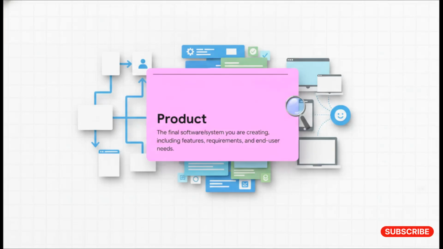Let's zoom in directly on that product slice for a second. The product isn't just the clever name of your app. It's the final software system you are creating in its entirety. It covers all the specific features, the detailed requirements, the technical functions, and the exact needs of your end user. The source material is incredibly stark in its warning here, and I really want to emphasize it. If you do not clearly understand the product from every single one of these angles, the project will fail, period.